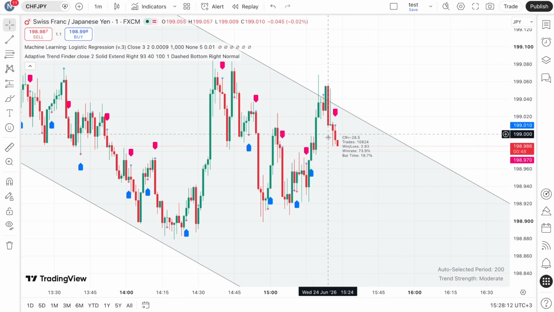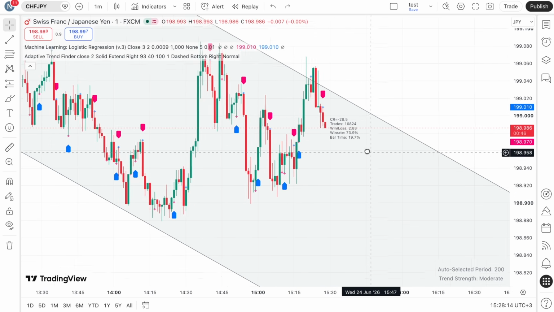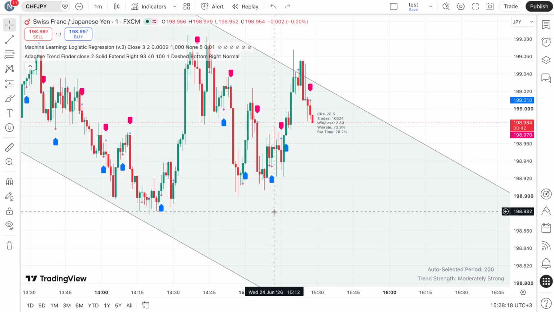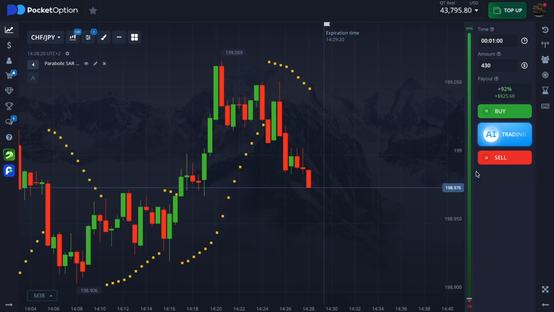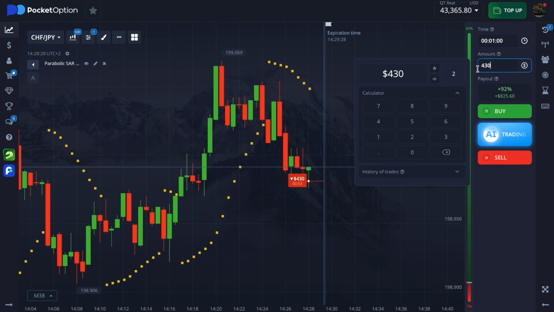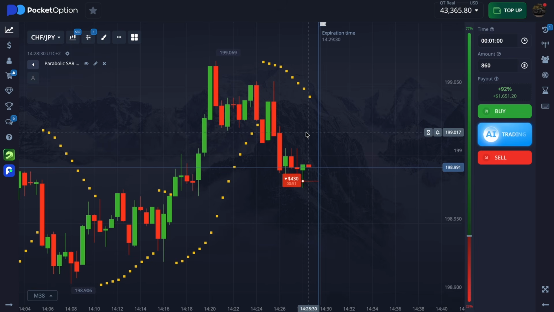Returning back to the TradingView website, no new signals have appeared. We can see that the channel has redrawn, and we are much higher than the lower boundary of the new channel, and the SAR indicator is also showing a downward movement. Therefore, without waiting for a new signal, I will now enter a down trade for 1 minute, and here I will already prepare for doubling just in case.